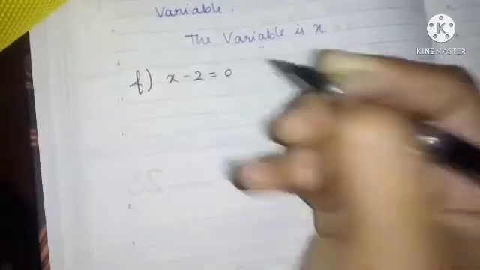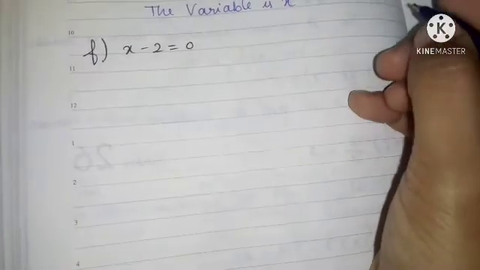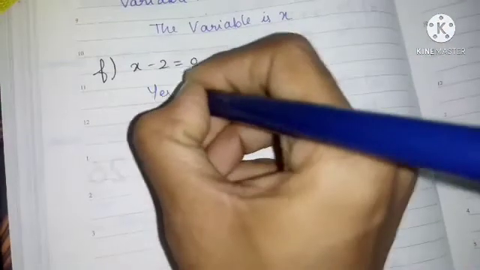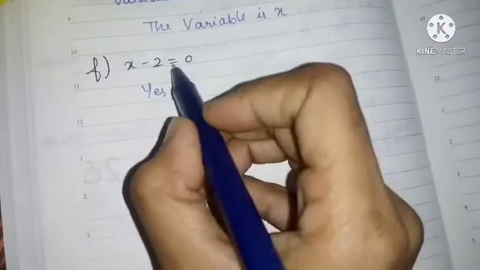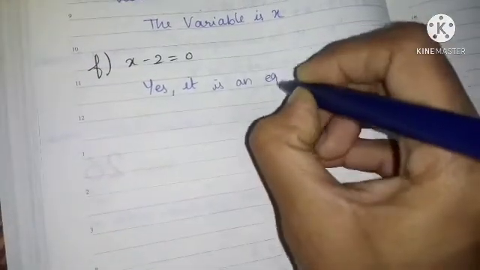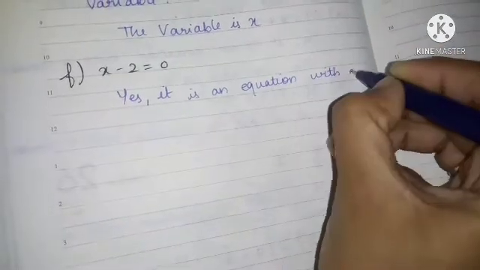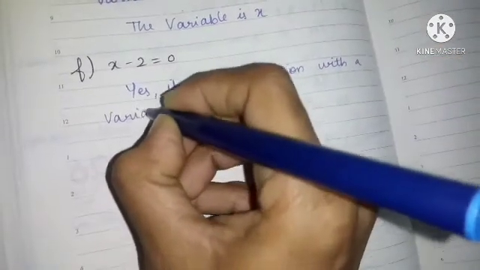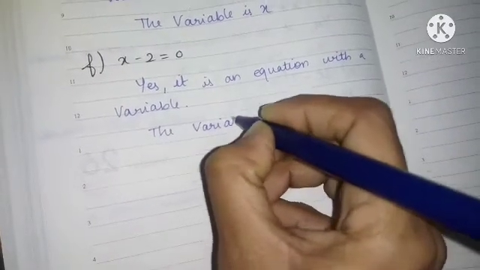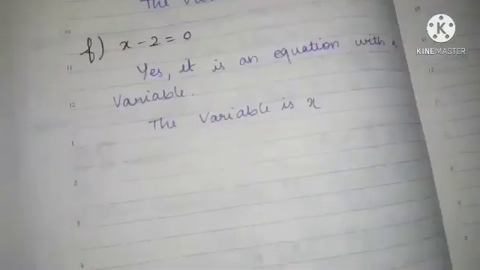Next, problem F: x minus 2 is equal to 0. Is it an equation? Yes, it is an equation, because you have an equal to sign and a variable. So yes, it is an equation with a variable. What is the variable here? The variable is x. Correct?